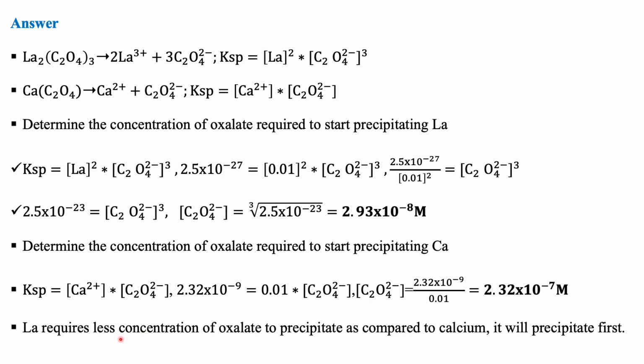So you can see here we have 10 power negative 8, because lanthanum requires that concentration of oxalate to precipitate first. Then we need to make sure that we don't also precipitate the calcium by controlling that the concentration required to start precipitating calcium does not go beyond this one. It stays like this, but does not go beyond this one, because beyond this concentration we will be precipitating also the calcium.